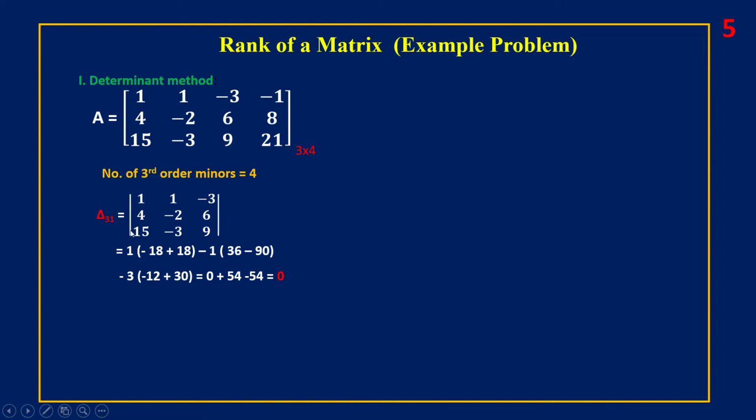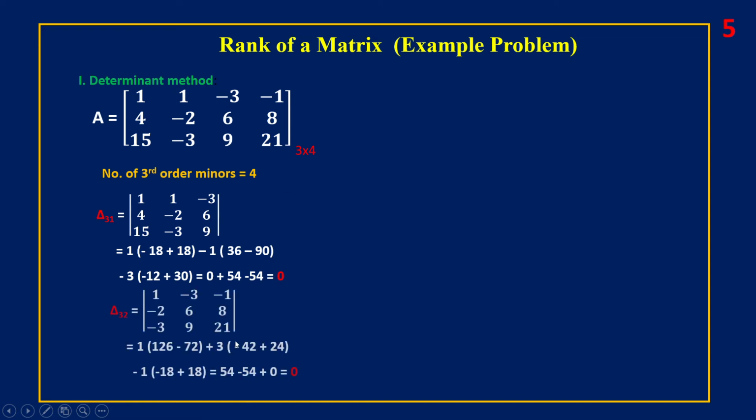The minor value is nothing but the determinant value of this 3 cross 3 matrix. Here the determinant value I have found out as 0. So again you can check for the other matrix also by considering column 2, column 3 and column 4. By considering column 2, column 3 and column 4 also, again 0 is coming. So we can conclude for the third order minor, delta 3, the minor value is equal to 0. Then we should check for second order minors.